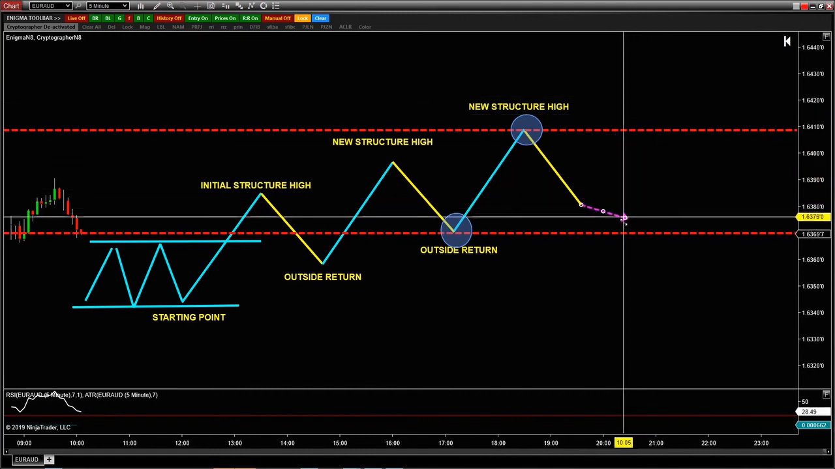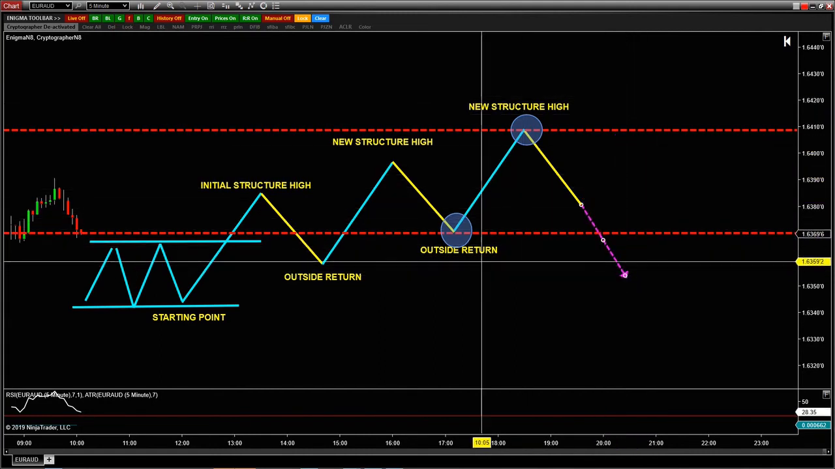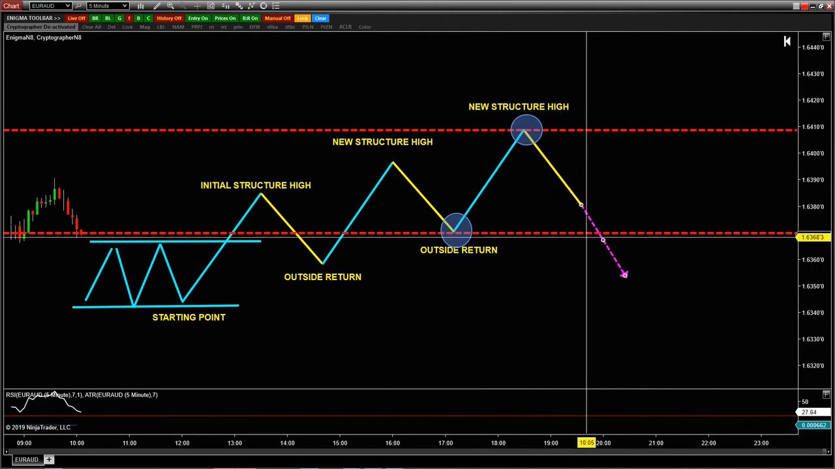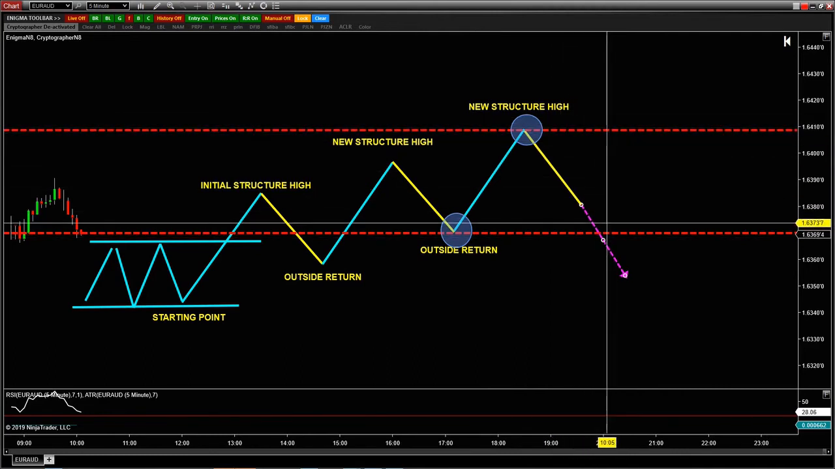If we did the opposite and we travel down here and we violate our previous outside return, what does this tell us about the trend? Is it confirmation that the trend will continue? Is it violation of the trend? Violation, right? Confirmation, violation. Confirmation, violation. Very important concepts. Make sense, everyone?